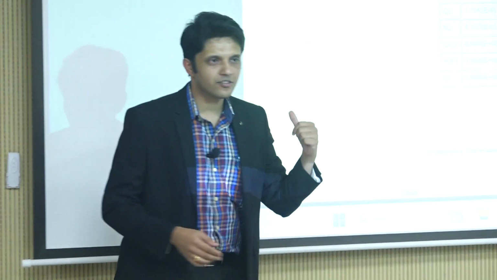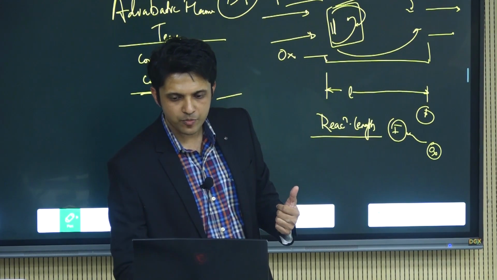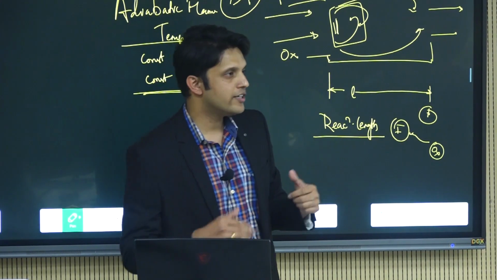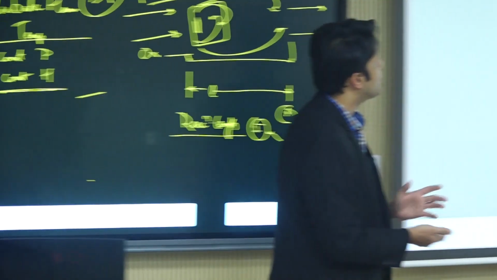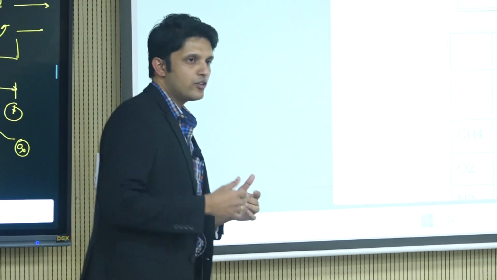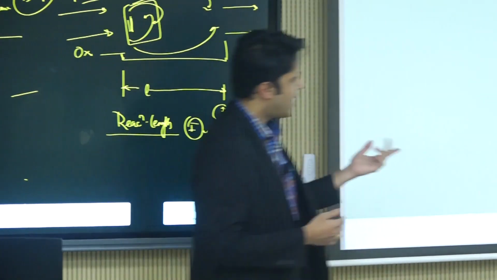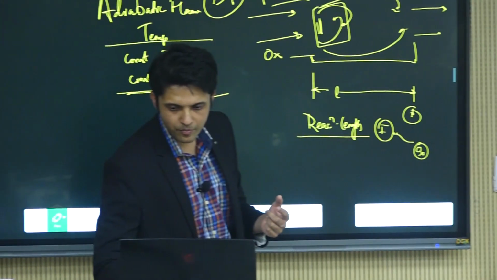This is also the adiabatic flame temperature, but for a rich mixture. For a rich mixture, the adiabatic flame temperature is around 1840 Kelvin. So what you see is the temperature has gone down when you have a rich mixture. And let's look at the product composition.